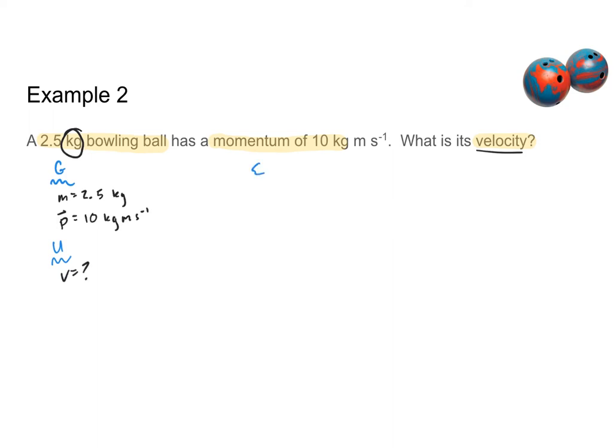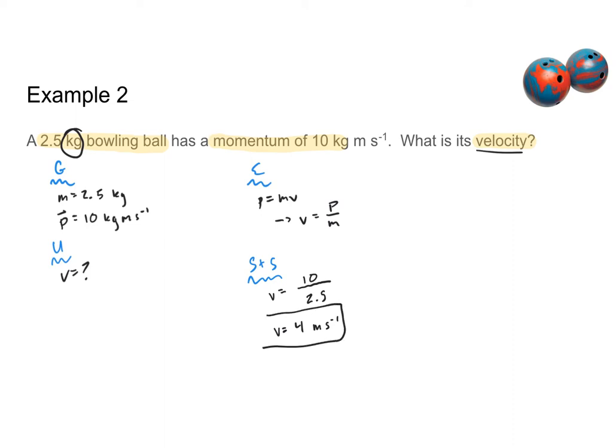Using our momentum equation, we'll write P is equal to m times V, momentum is equal to mass times velocity. Thus, velocity is equal to momentum divided by mass. And moving forward to our sub and solve stage, our velocity is equal to our momentum of 10 divided by our mass of 2.5, thus leaving us with a velocity of 4 meters per second. And there you have it, guys. In this problem, you've learned how to use the momentum equation to solve for things that are not momentum.